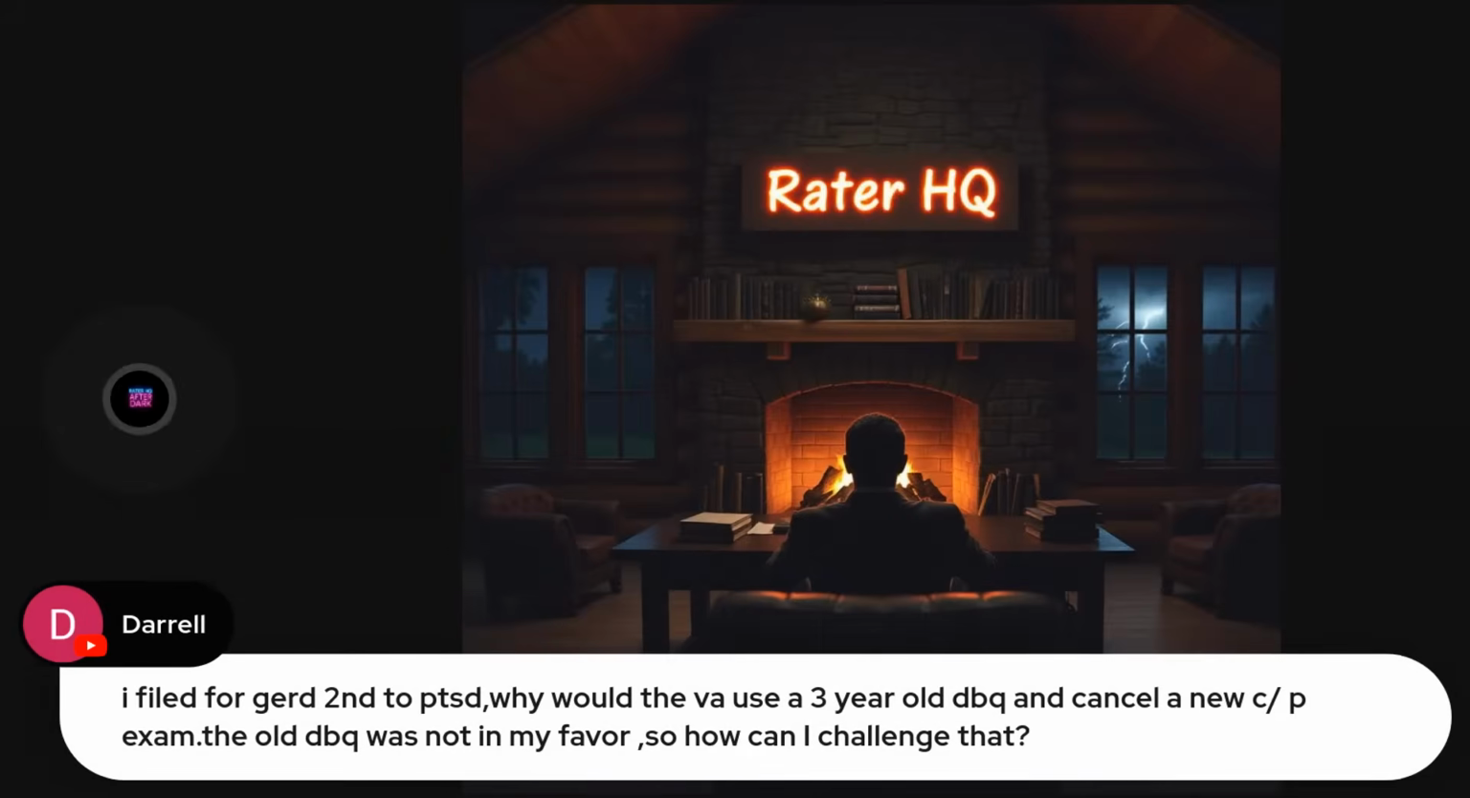So I filed for GERD secondary to PTSD. Why would the VA use a 3-year-old DBQ and cancel a new C&P exam? The old DBQ is not my favorite, so how can I challenge it?